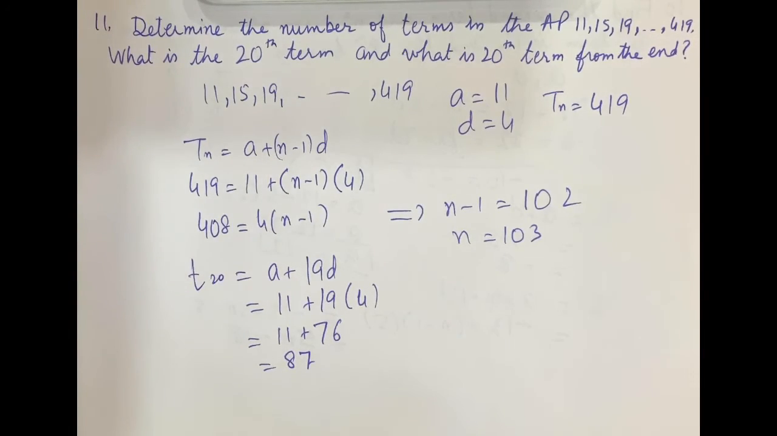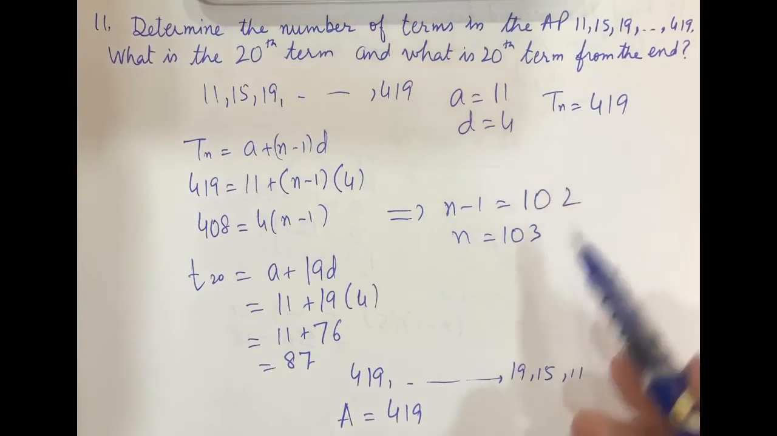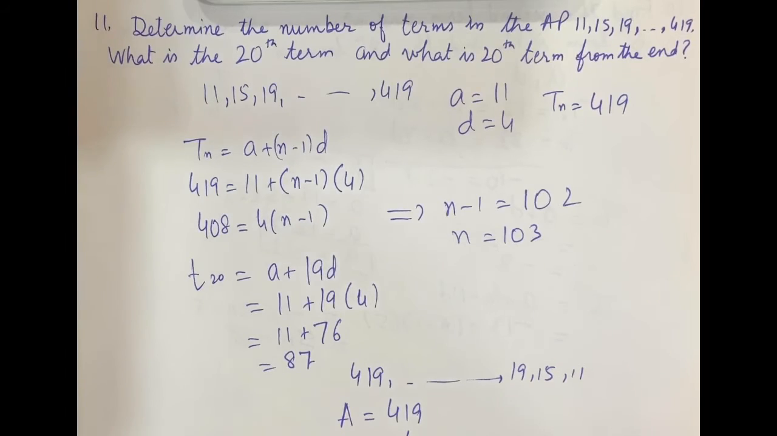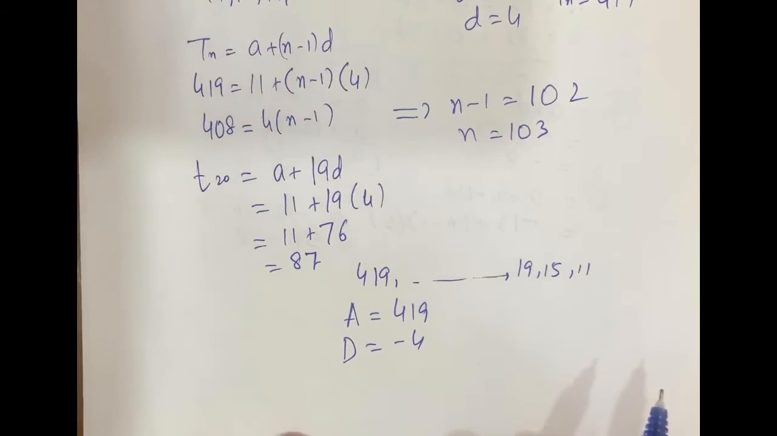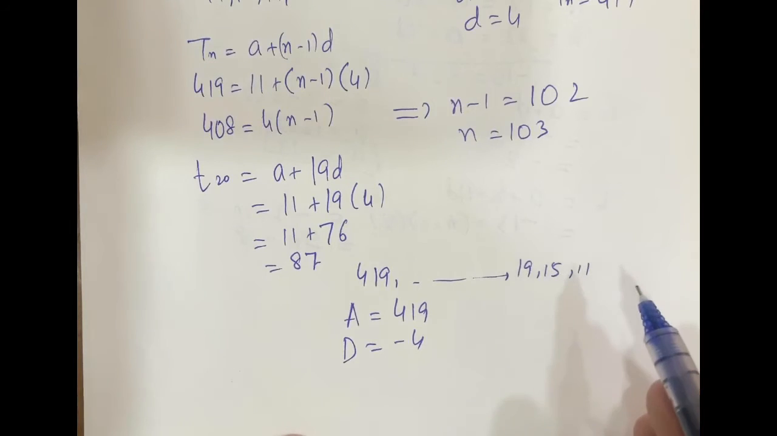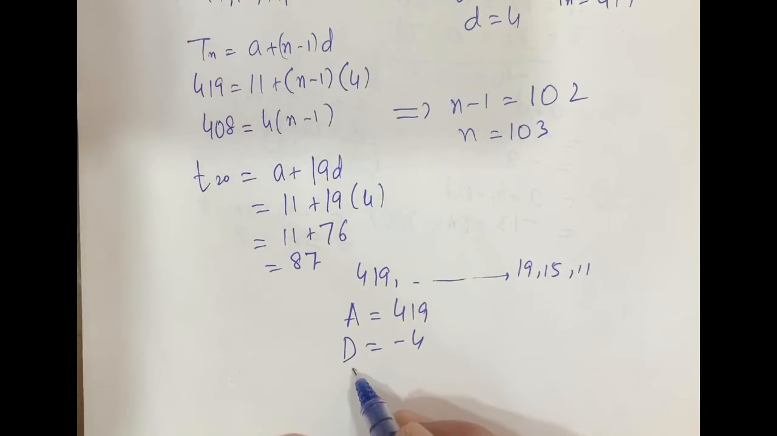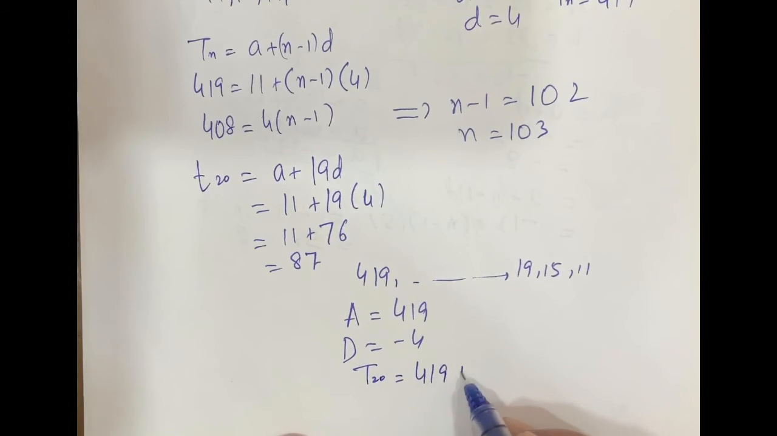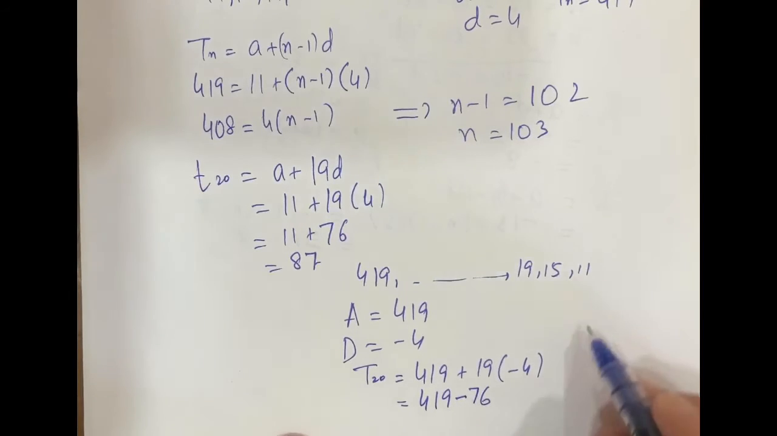To find out the 20th term from the end, we rewrite the AP in the reverse order: 419, 415, and so on. So taking last term as first term and first term as last term. Here we have first term as 419. The common difference earlier was 4, now it will be minus 4. So we find out now the 20th term of this series, that will be the 20th term from the end of the given series. So we write the 20th term, 419 plus 19 into D is 419 minus 76.